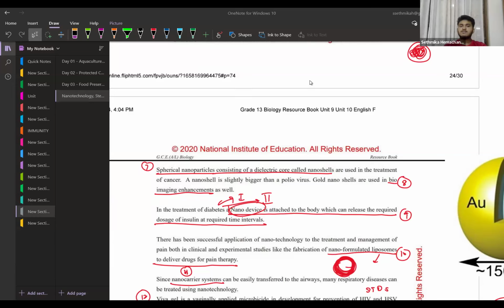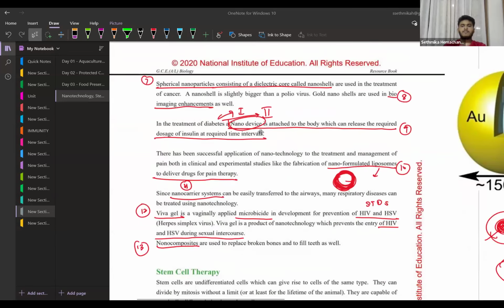Then you get these nano devices which can treat diabetic patients, where they can release the required dose of insulin at required time intervals. And you get nanoformulated liposomes which can deliver drugs for pain therapy. Then you get the nano carrier systems that can easily transit to airways and treat respiratory disorders. Vivagel, a vaginally applied microbicide, can prevent the entering of HIV and HSV during sexual intercourse. And nanocomposites replace broken bones and fill the teeth, right? So it's something like a cement.